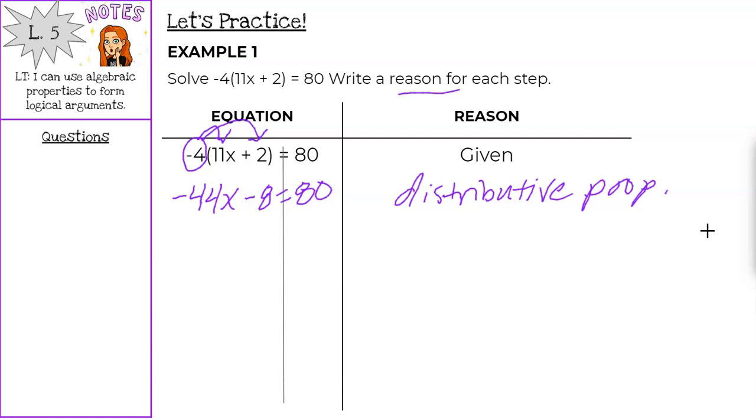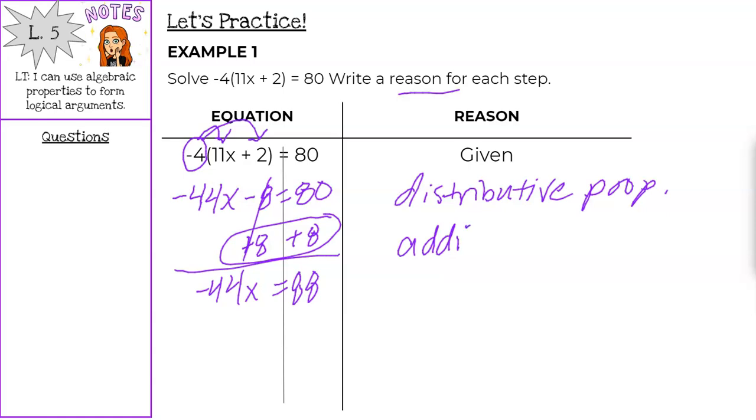The next thing we'd want to do is undo that subtraction, so undo that -8 with a +8. 80 plus 8 is 88. We're left with -44x. The reason we can add 8 to both sides is the addition property of equality. And you can abbreviate the way I'm abbreviating if you'd like.